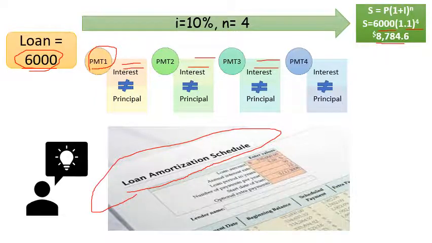But before constructing the loan amortization schedule, we first have to find how much the equal periodic payment will be. So to perform the loan amortization method, the first step is to identify how much you will pay at the end of each period. We ask about the equal periodic payment, the equal annual payment, which is PMT.